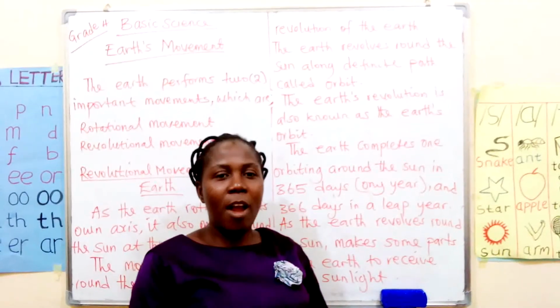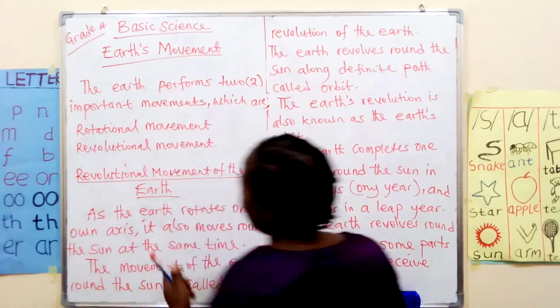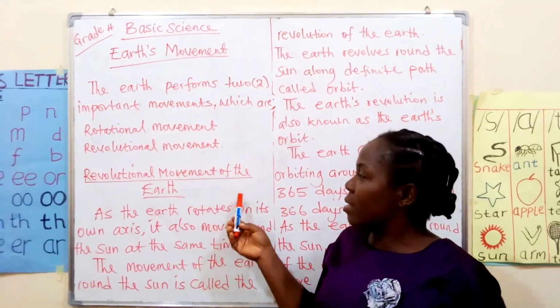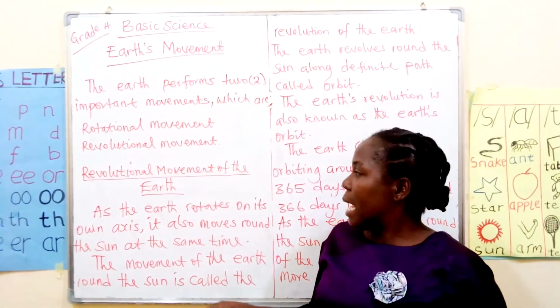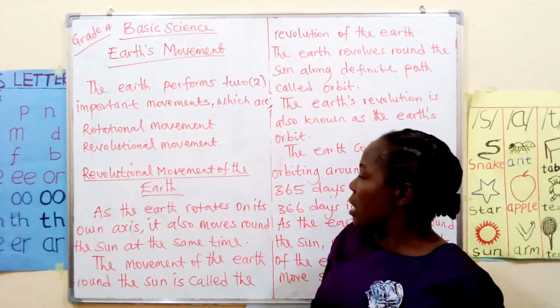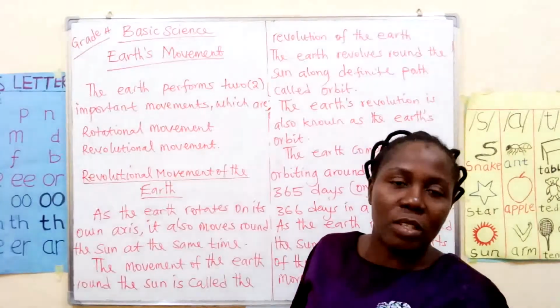Now we move on to the second part of the Earth movement, the Earth revolution. Alright, my lovely friends, we are talking about the Earth movement. Here is the second part of the movement performed by the Earth. The revolutional movement is what? The movement of the Earth around the sun.